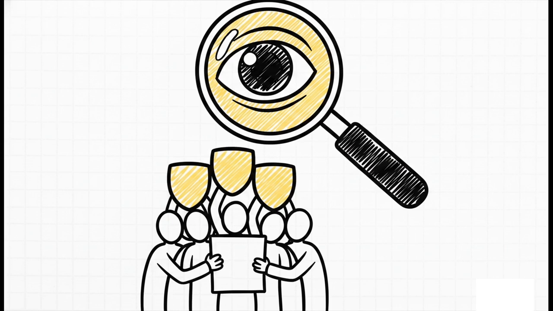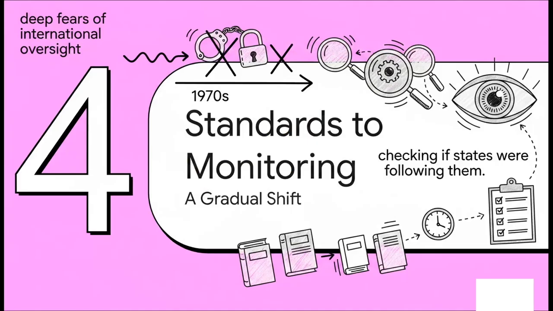The biggest divide by far was actually about monitoring. Most states were extremely wary of a legally binding treaty. They fought fiercely over UN oversight and whether the UN should even have the power to adjudicate disputes over violations. They liked the idea of the rules, sure, but they definitely didn't want the UN looking over their shoulders to enforce them. Despite those deep fears of international oversight, the tide was turning.